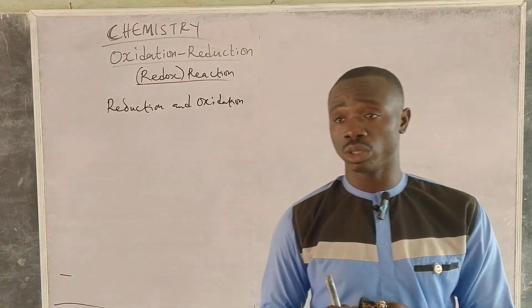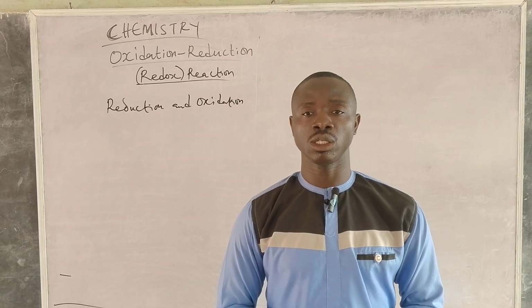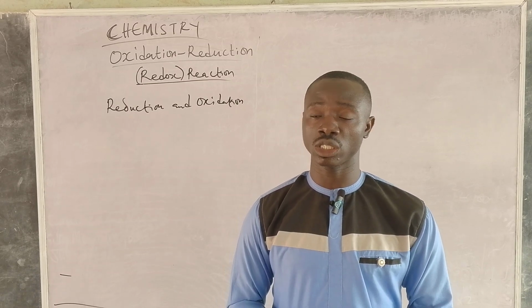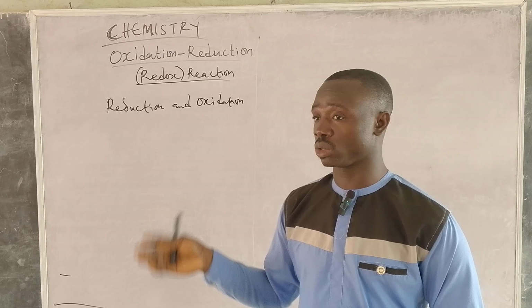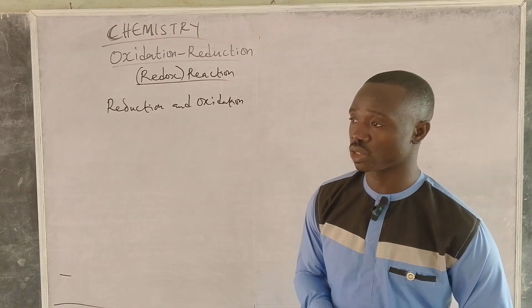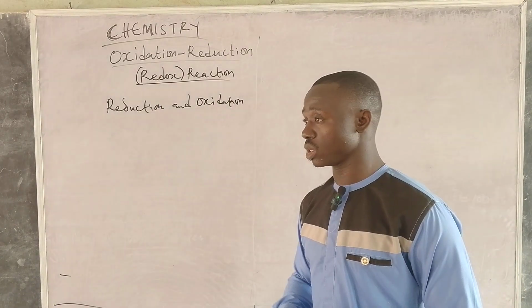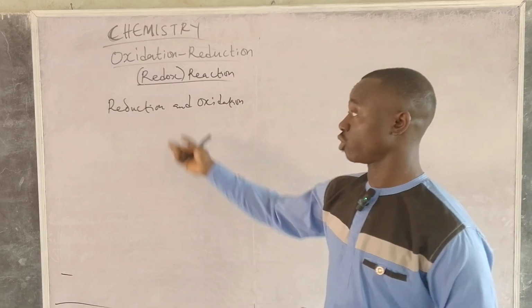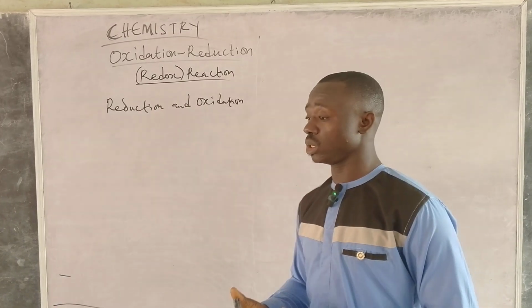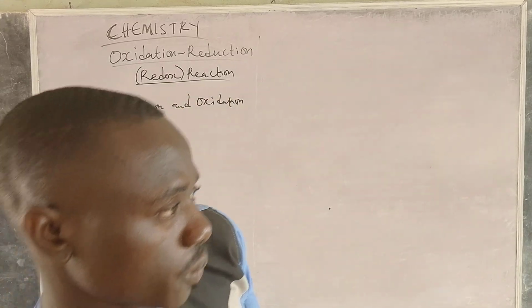In any reaction where you have oxidation, you must also have reduction. There can never be oxidation without reduction, and there can never be reduction without oxidation. So the two reactions always take place simultaneously. That is why we have the compound word redox reaction as a short form of writing reduction and oxidation. So what is oxidation reduction reaction?